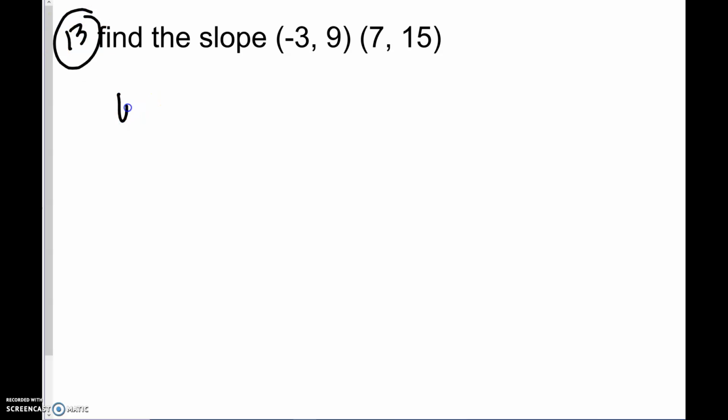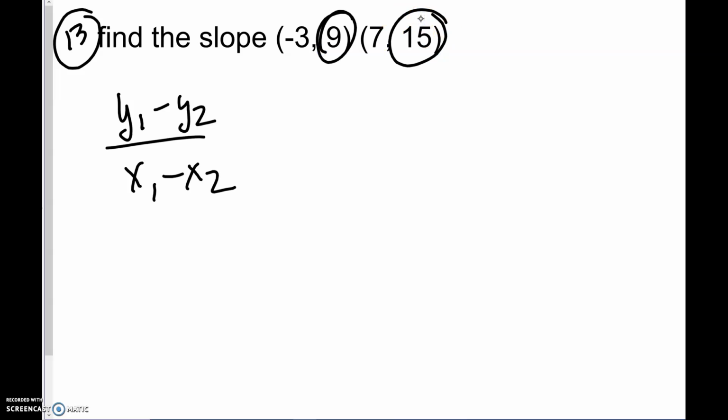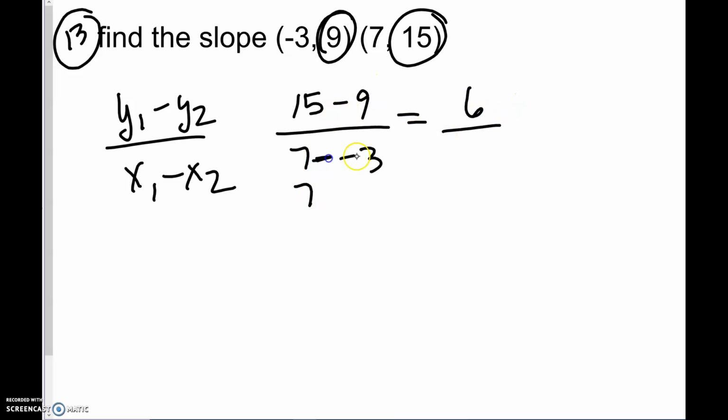So finding the slope is y1 minus y2 all over x1 minus x2. So take your y values and subtract them. So most of you are going to put the bigger number first, 15 minus 9. Now because I did 15 minus 9, I absolutely positively have to do 7 minus a negative 3. So 15 minus 9 is a 6, and 7 minus a negative is a plus 3, so that's 10. Now these are both even numbers, so I'm going to divide by 2. So we get 3/5.